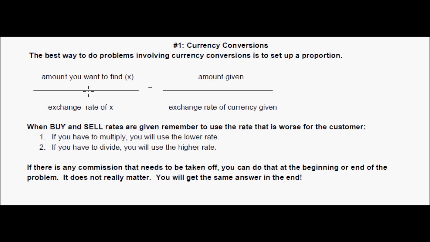Anyway, the best way to do these problems involving currency conversions is to set up a proportion. So the amount you want to find is just X right here. Let's say you had $800 and you wanted to convert to euros. I always do it this way: I put euros here, and then I know I have dollars, so I put dollars here. And the amount given, well, they give us $800.